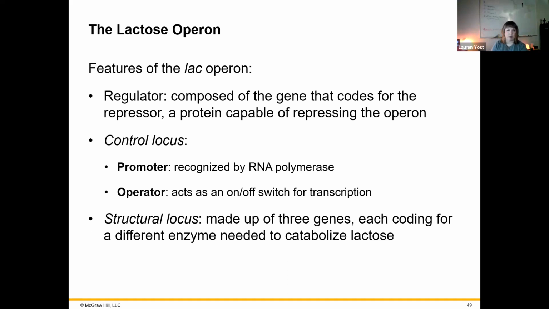For the lac operon, essentially we have the promoter region here. That's the part where the RNA polymerase is going to associate. Then we have the operator, which is our on-off switch for transcription of this whole set of genes. It's 3 genes, that's our structural locus, 3 genes associated with catabolizing or breaking down lactose.